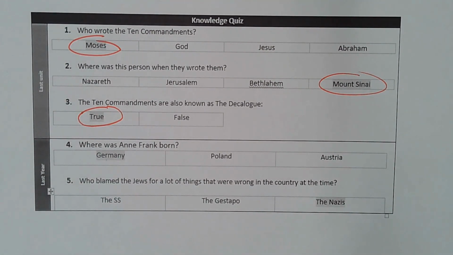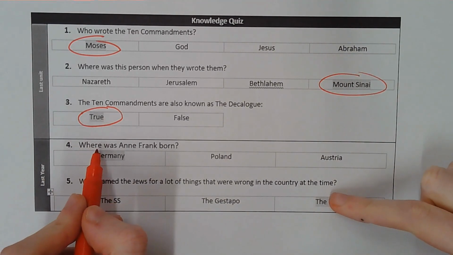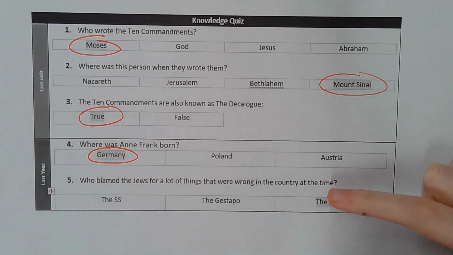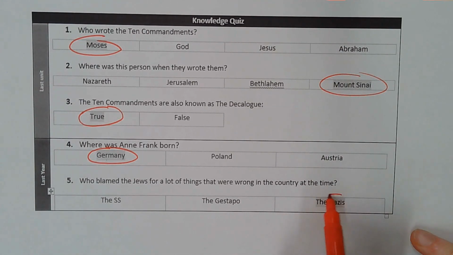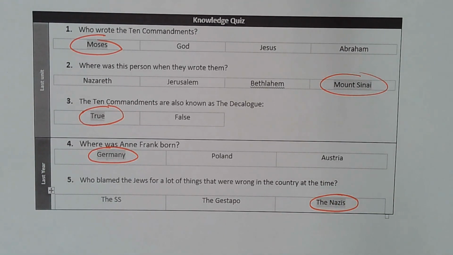Then last year you discovered the life of Anne Frank and discussed how her life changed while living in Nazi Germany. But where was she born? She was born in Germany. And number 5, who blamed the Jews for a lot of things that were wrong in the country, that is referring to Germany, at the time? It was the Nazis. Okay?